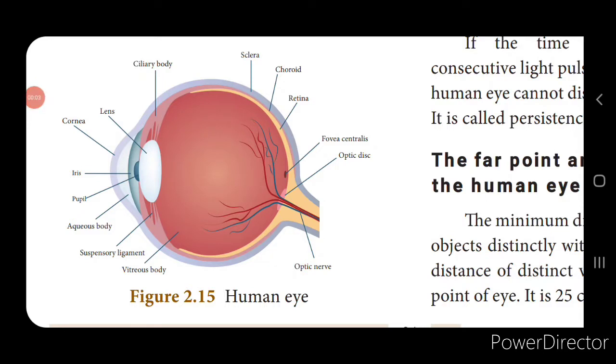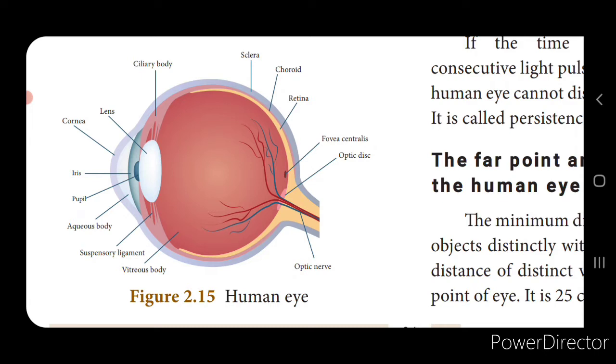So this is the human eye, right? Now you will not be asked to explain the structure of an eye with a diagram, but these parts are very important, because the function of a particular part of the human eye can be asked in the objective type of questions. Now for example, the first one is cornea.